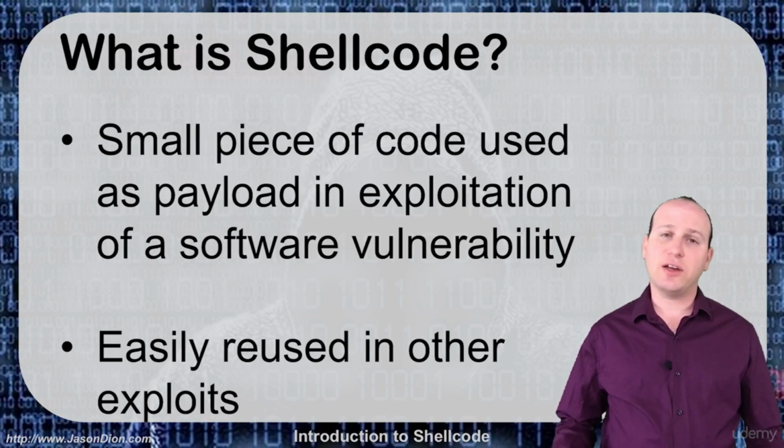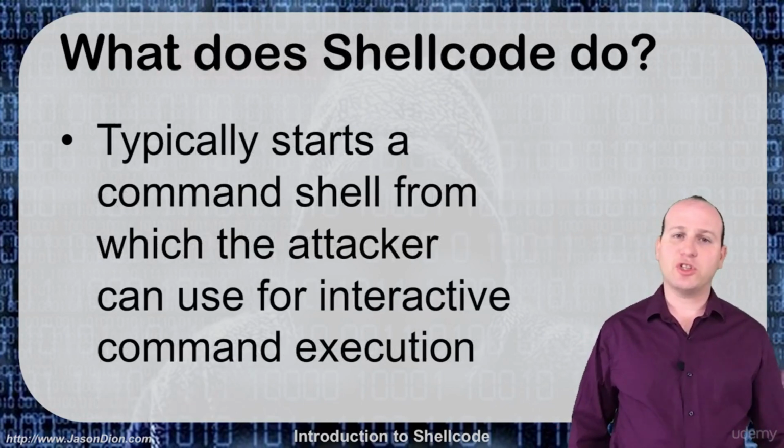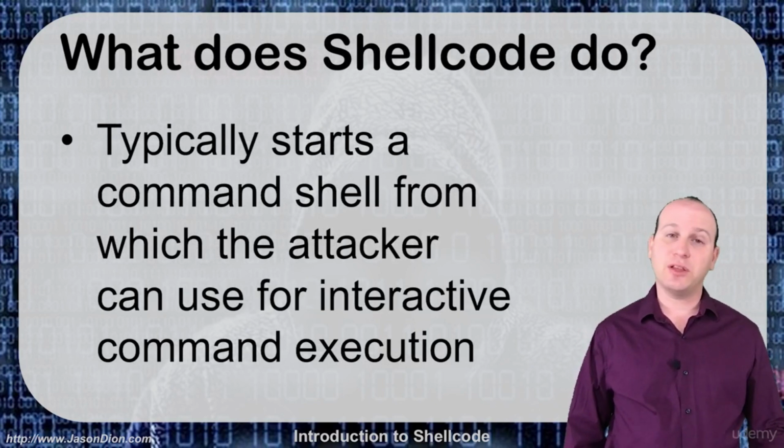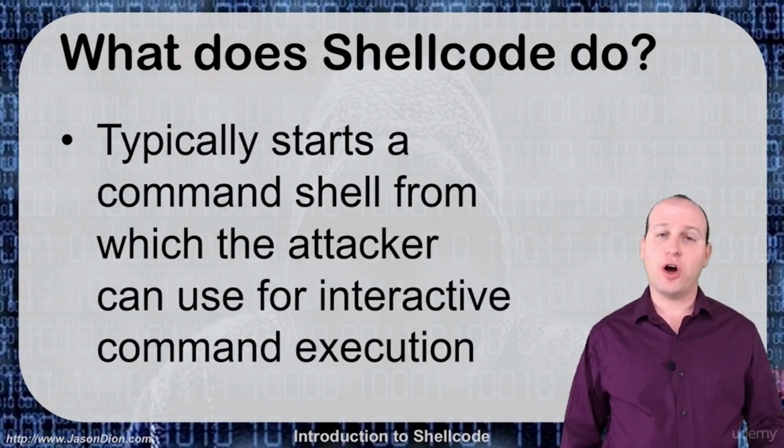There's lots of different kinds of shellcode, and there's several common ones, such as bind and reverse shells. So what does a shellcode do? Well, it typically is going to start a command shell for us, which is why we call it shellcode. We want that command shell, so in Windows that would be the command prompt, in Linux that would be something like the terminal. And this is going to allow the attacker to use interactive command execution on this remote target machine.